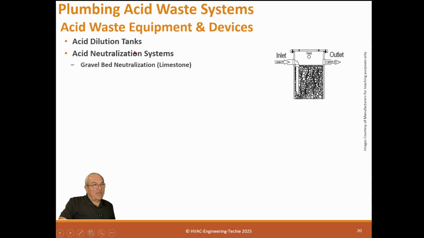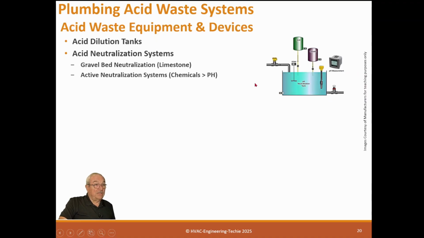So normally we use acid dilution tanks, and one of those first ones is a gravel neutralization bed. Put limestone down here, which will change the pH of the material it goes through. The only problem with this is that eventually the limestone will dissolve. And so you'll have to figure out to put this in again or change it to keep the acidity where it needs to be at the discharge.